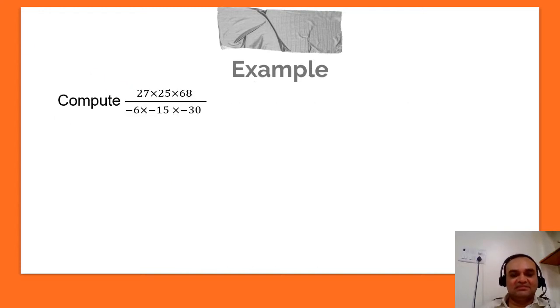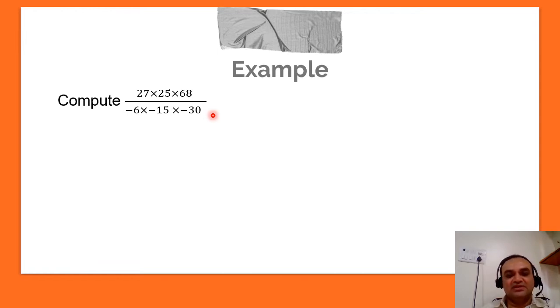So let's take an example. So we want to divide this numerator, that is 27 times 25 times 68, by the denominator minus 6 times minus 15 times minus 30. So the naive way would be, we will do this multiplication first and get the numerator, do this multiplication and get the denominator, and do the division. So while dividing, we will factorize them again and cancel the common factors.